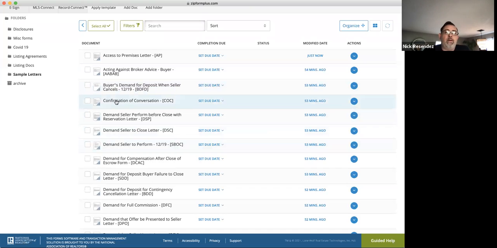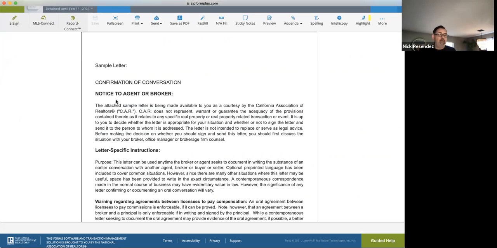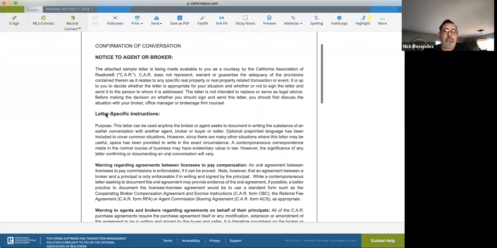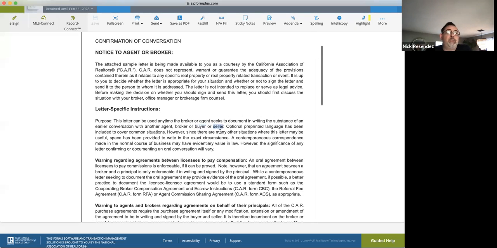Another one of my favorites here, confirmation of conversation. I just used this on Friday. What is the purpose? This letter can be used anytime the broker or agent seeks to document in writing the substance of an earlier conversation with another agent, another broker, a buyer, or a seller. Okay. There are some pre-printed options on here, but really you can document anything.